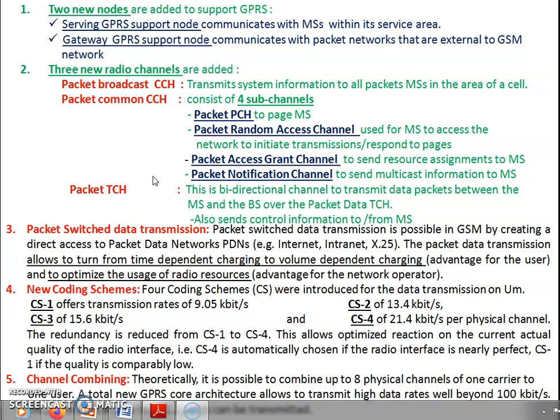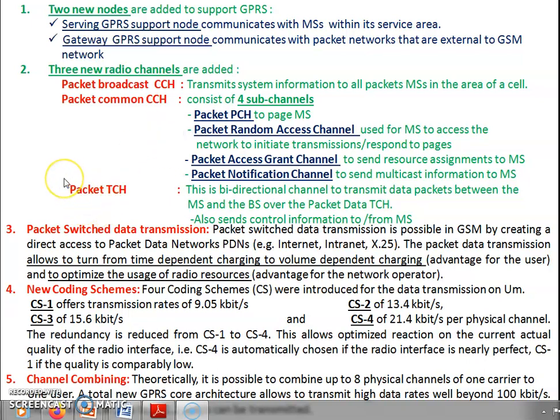New coding schemes are offered: four coding schemes were introduced for data transmission on the interface. CS1 offers 9.05 kbps, CS2 13.4 kbps, CS3 15.6 kbps, and CS4 21.4 kbps for a physical channel. The redundancy is reduced from CS1 to CS4. This allows optimization based on the current actual quality of the radio interface. That is, CS4 is automatically chosen if the radio interface is nearly perfect, and CS1 if the quality is comparably low.